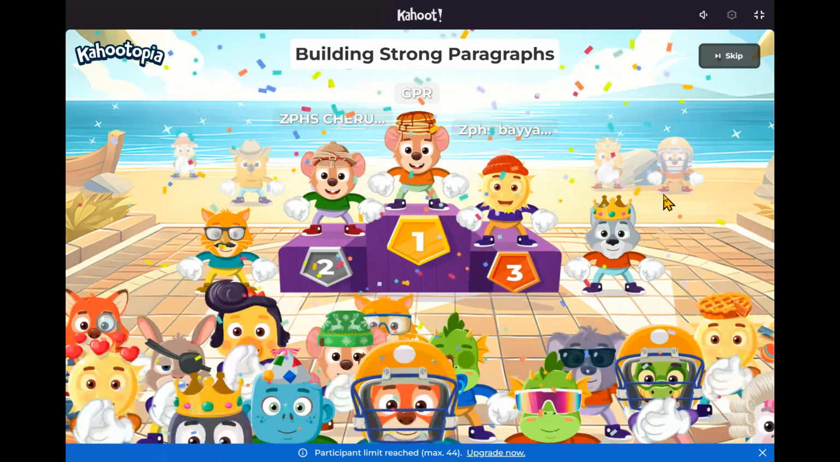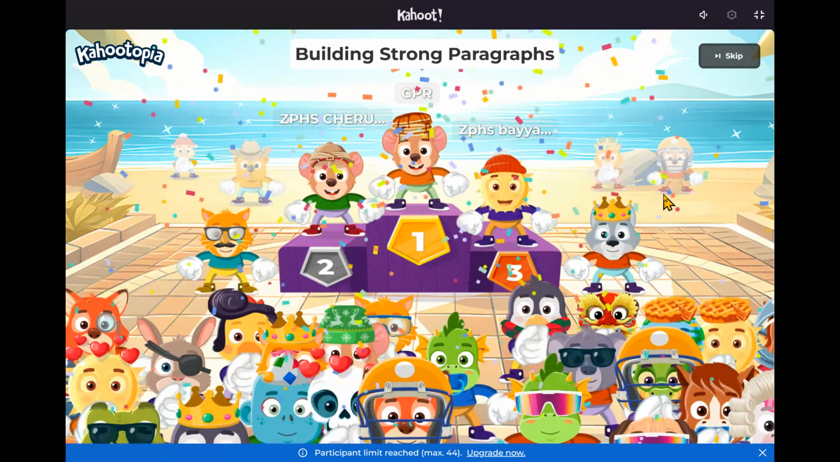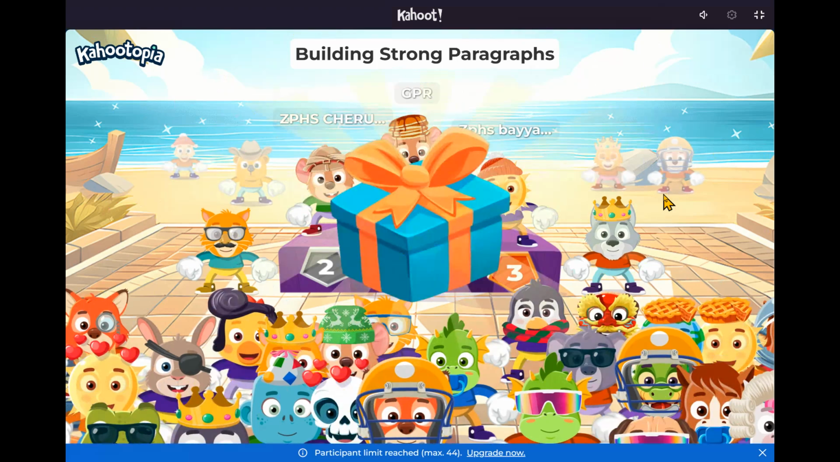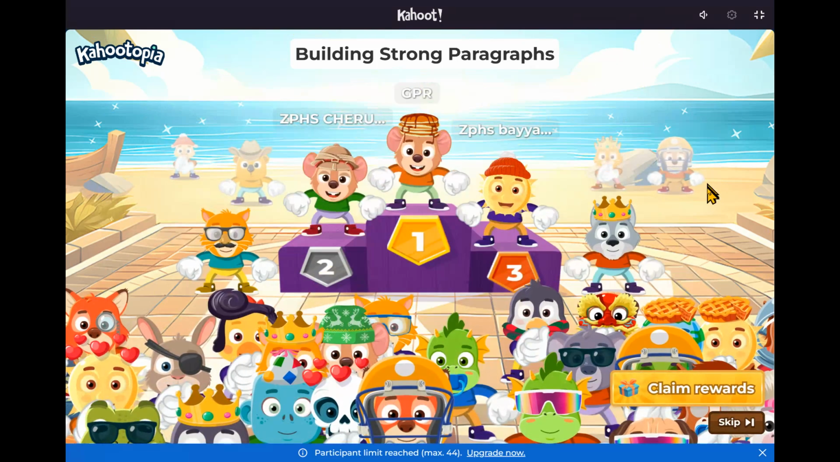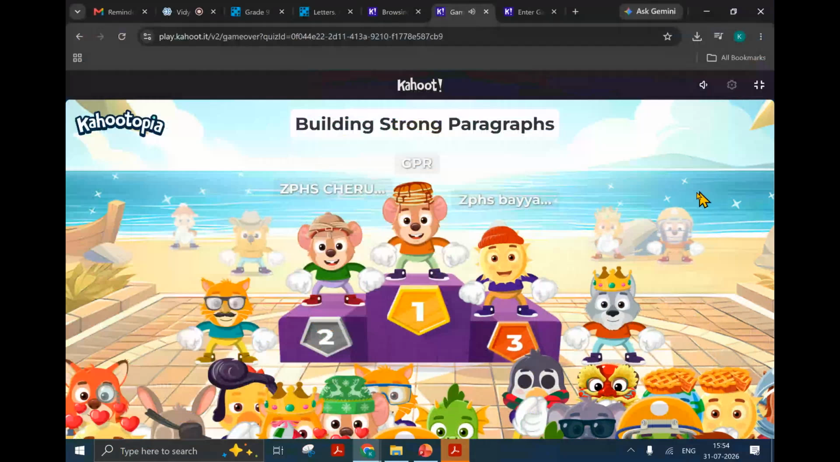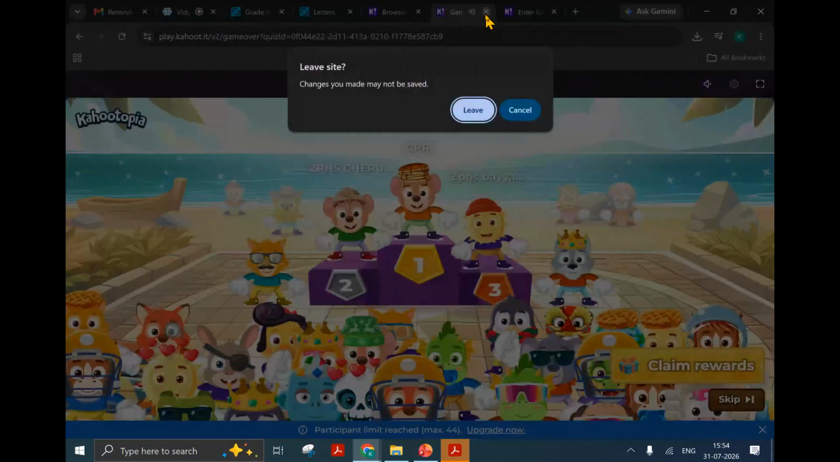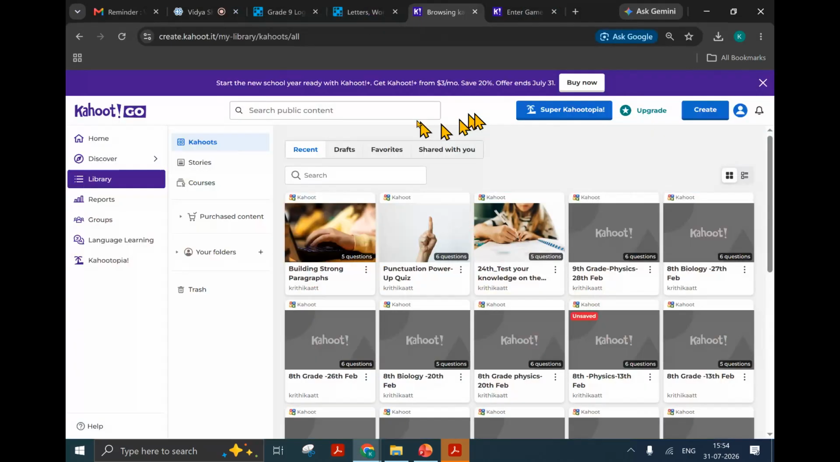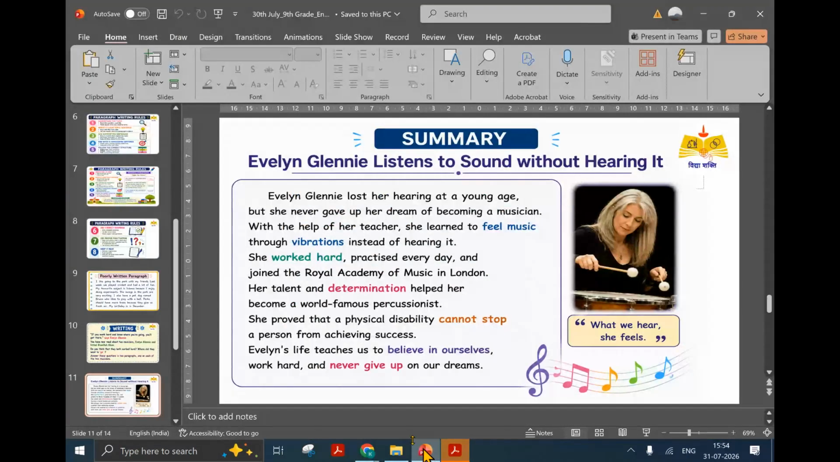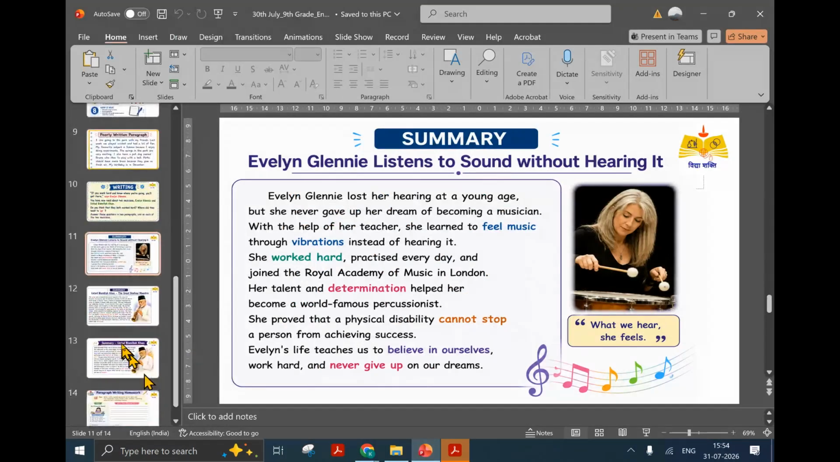The one who clicked the answer fast gets the first position. So I am sure most of you have marked the answers right, which is very, very good. Okay, so this is the best participation. So participation is very, very important. You all played the quiz very well.